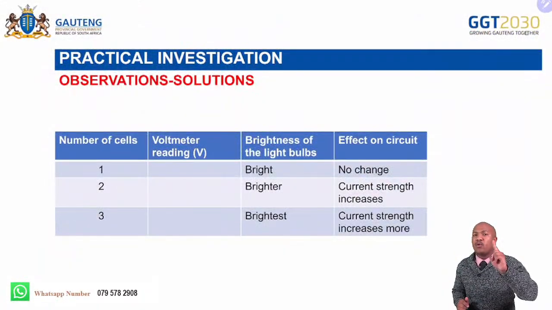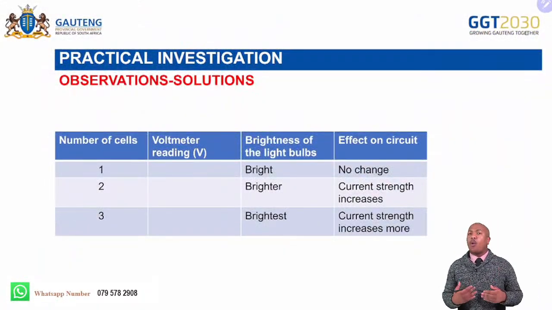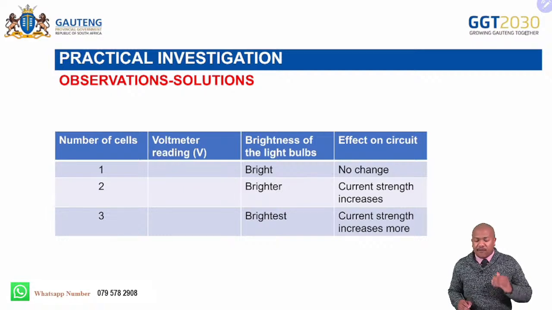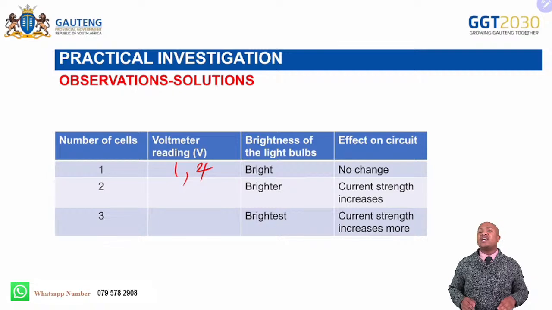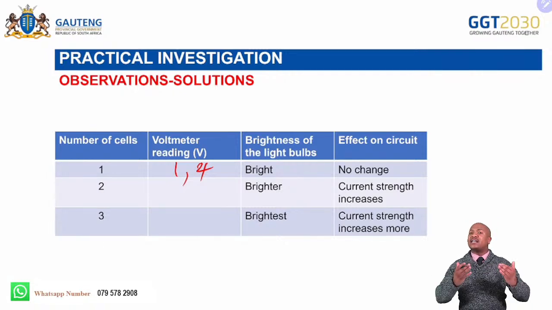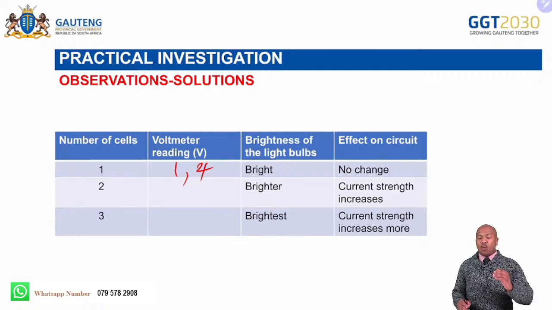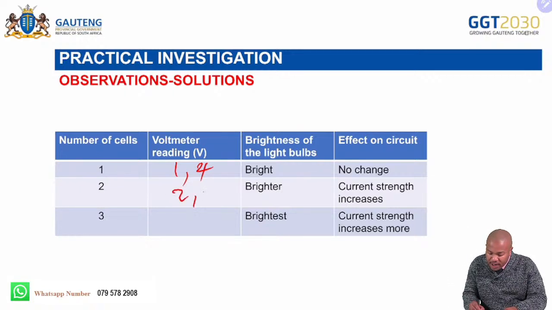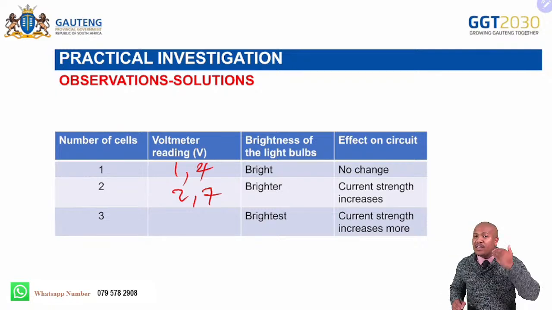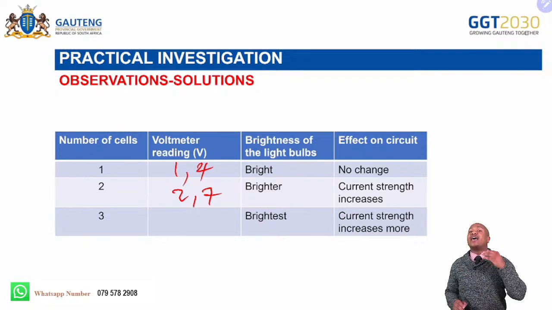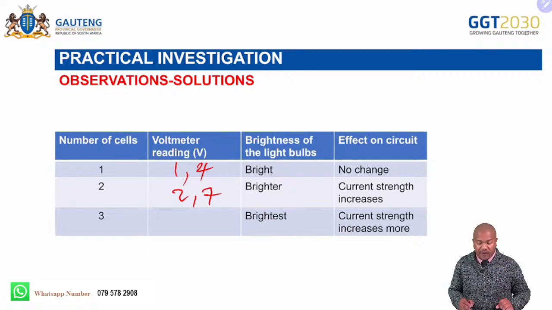So now, we had what number of cells? When you connected one cell, what happened? What was the voltmeter reading? The voltmeter reading was 1.4. Now, as we added the second cell, what happened? The reading was now 2.7. The total reading of the battery was 2.7.